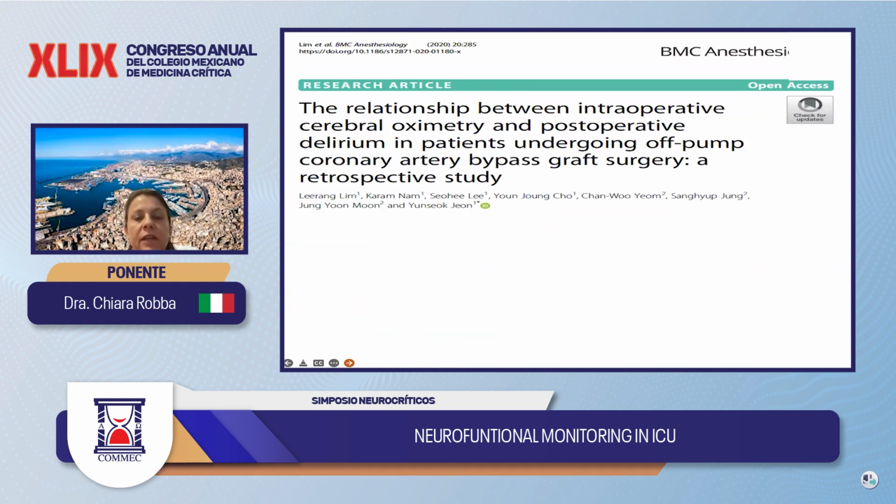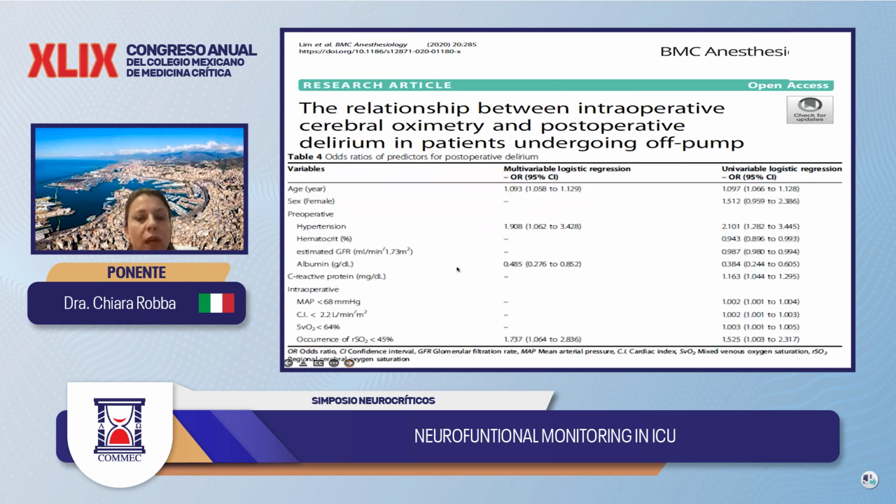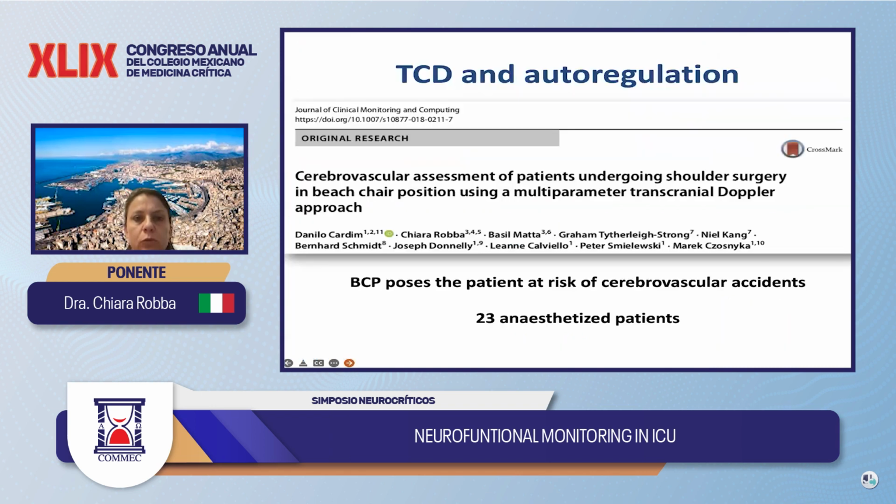And this is an example of the use of cerebral oximetry during coronary artery bypass. Here the authors found a relationship between episodes of desaturation during the operation, their magnitude, and the number of cerebral desaturations, and the development of postoperative delirium. And again, these are non-invasive and very simple tools that can be used at the bedside.